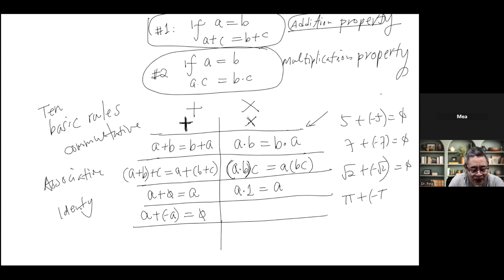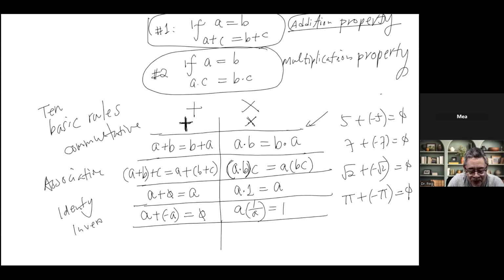So that's why we use this. So any number adding its opposite is 0. And we also have a number times its reciprocal. Any number times its reciprocal will equal 1. So this is the inverse.